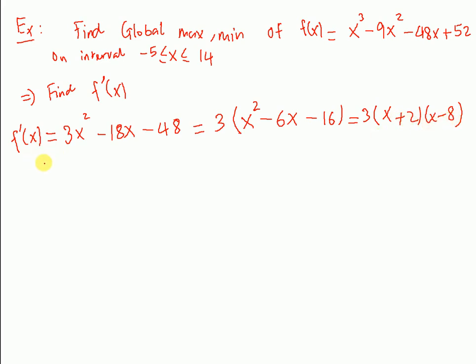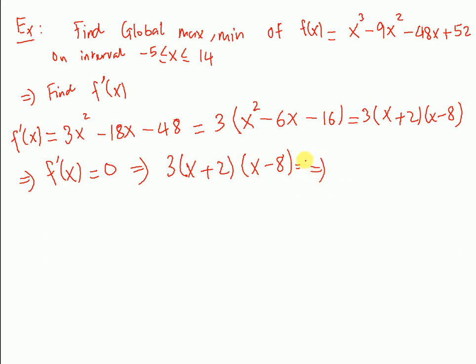Now, once you find f prime, set that equal to 0. So I set this whole thing equal to 0 to find a critical point. Now, once I set that equal to 0, I get what? I get x equal to minus 2 and x equal to 8. Okay, so these 2 points are the critical points.